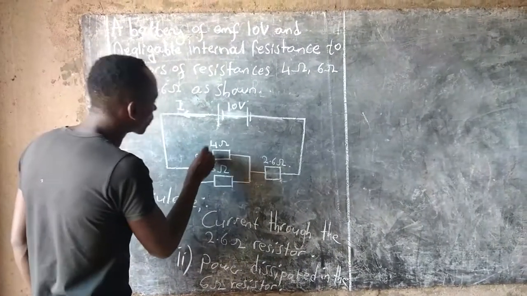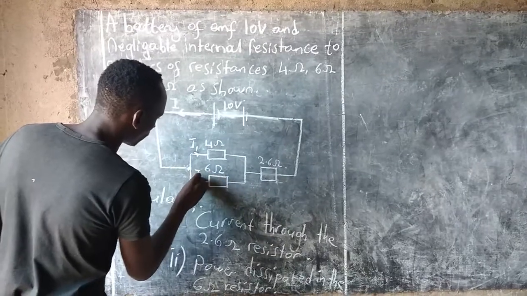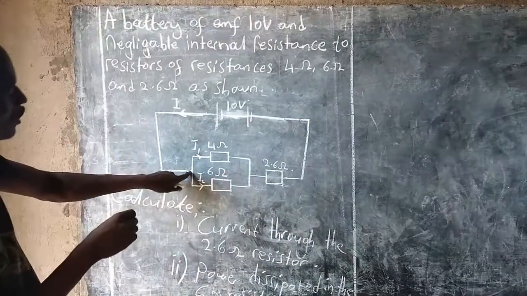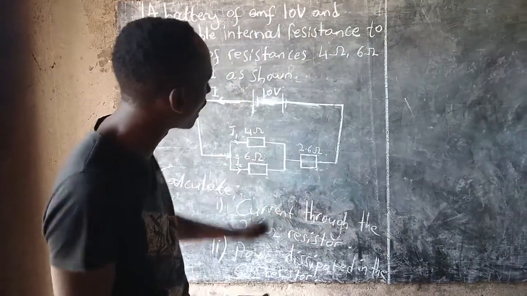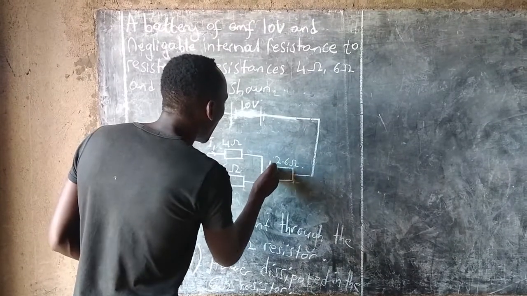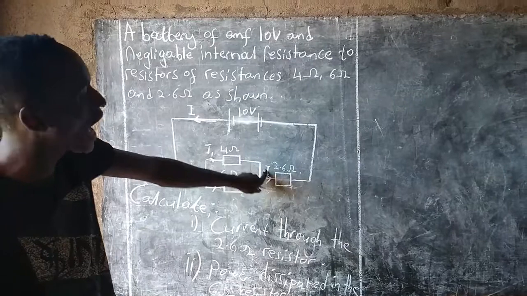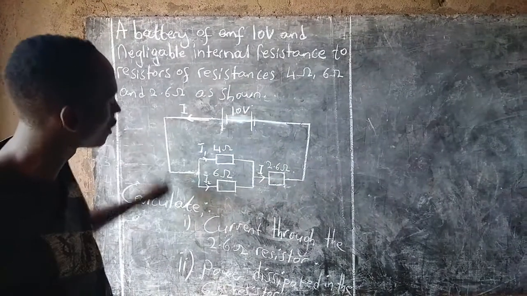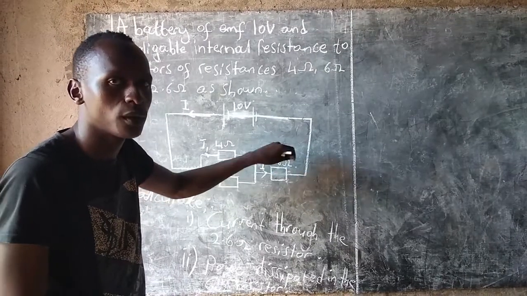So let me call this one I1. Let me call this one I2. Because of this junction, it is dividing. So that current comes like this. Now it joins again at this point to form our I again. So it is I, which is the main current from the source, which is passing through the 2.6 ohm resistor.